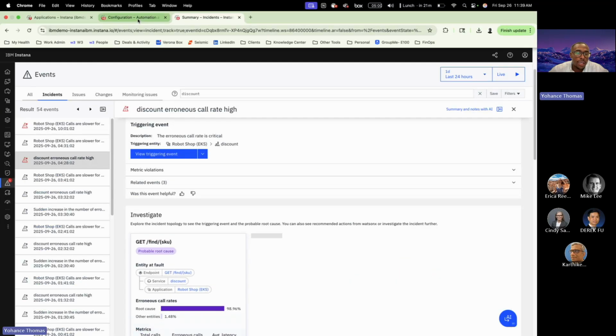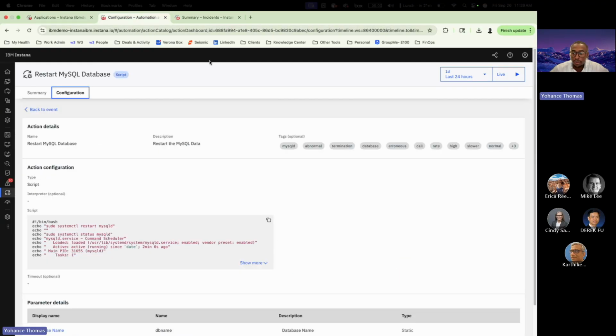So I like to start with the end in mind when it comes to this demo. What we're looking at here is a robot shop application that has had a number of erroneous calls. And this is where we land in terms of what Instana is able to provide from a remediation standpoint.